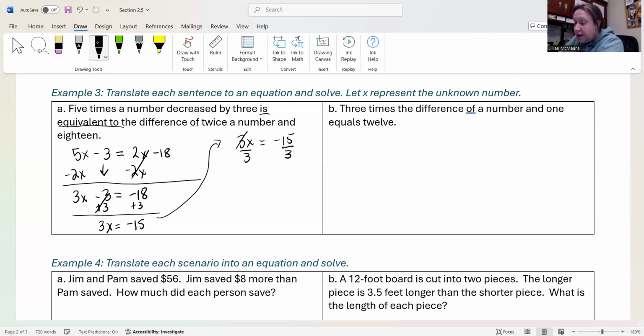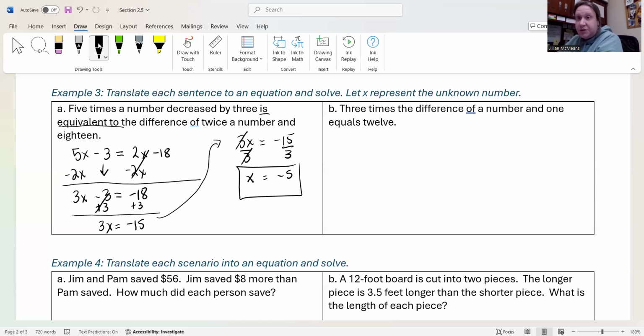On the left, 3 divided by 3 is 1. 1 times x is positive 1x, okay? And then finally, negative 15 divided by 3, that's just negative 5. So I would say my final answer here is negative 5. Since there's not a real world scenario going on, there's not really any other way to describe the answer other than to say, now we know x is negative 5. Okay? Part B, very similar.